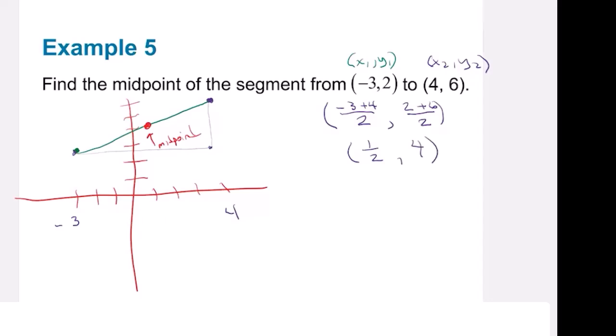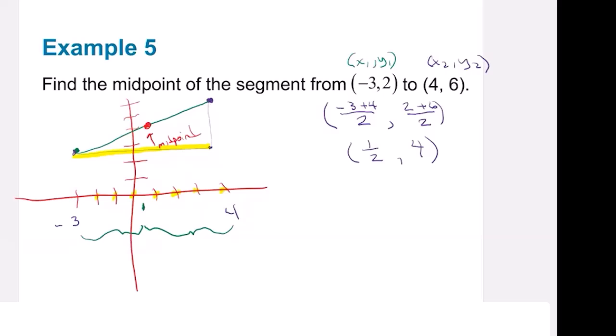Well, that makes sense, because if the distance between here and here is 7, we can just count it. 1, 2, 3, 4, 5, 6, 7. Or another way to find the distance between 2 points is to subtract them. 4 minus -3 becomes 7. Half of that is 3.5, isn't it? Which means I'm going to go 3.5 this way. This is 3.5. And I'm going to subtract 3.5 from here, which gets me to 1/2. And that's my x value.